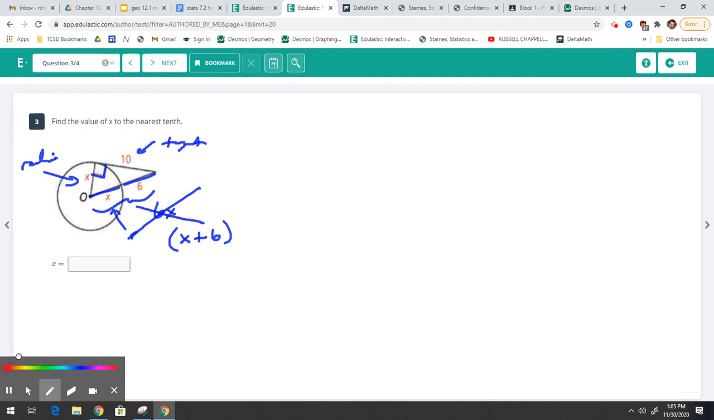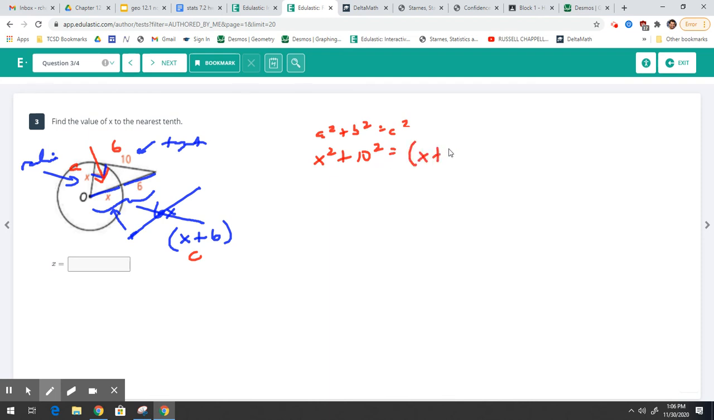Okay, and now we use Pythagorean theorem. A squared plus b squared equals c squared. A and b do not matter. I'll let x be a and 10 be b. The hypotenuse across from the right angle is c. So x plus 6 is your c. So x squared plus 10 squared equals, and this is x plus 6 squared.